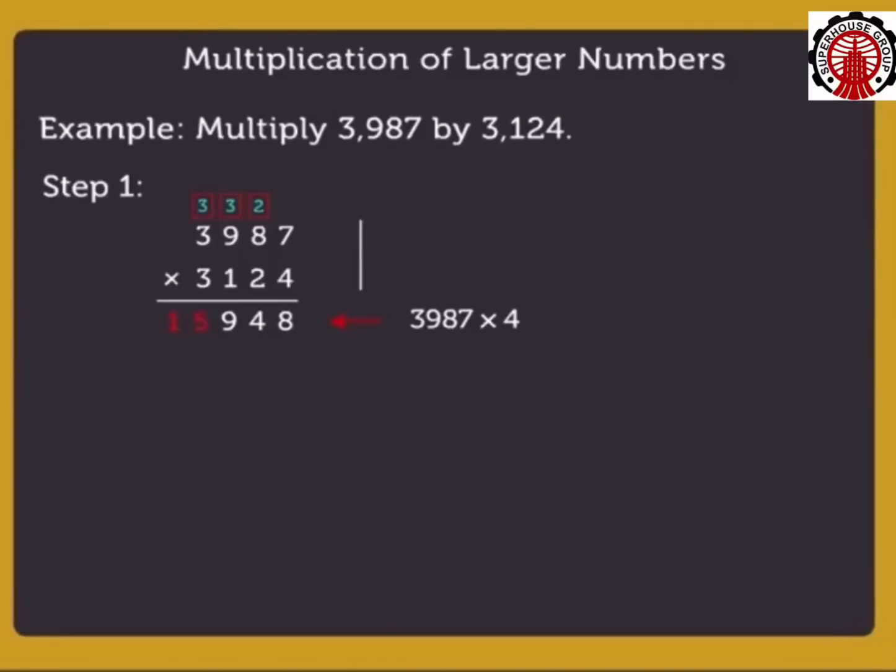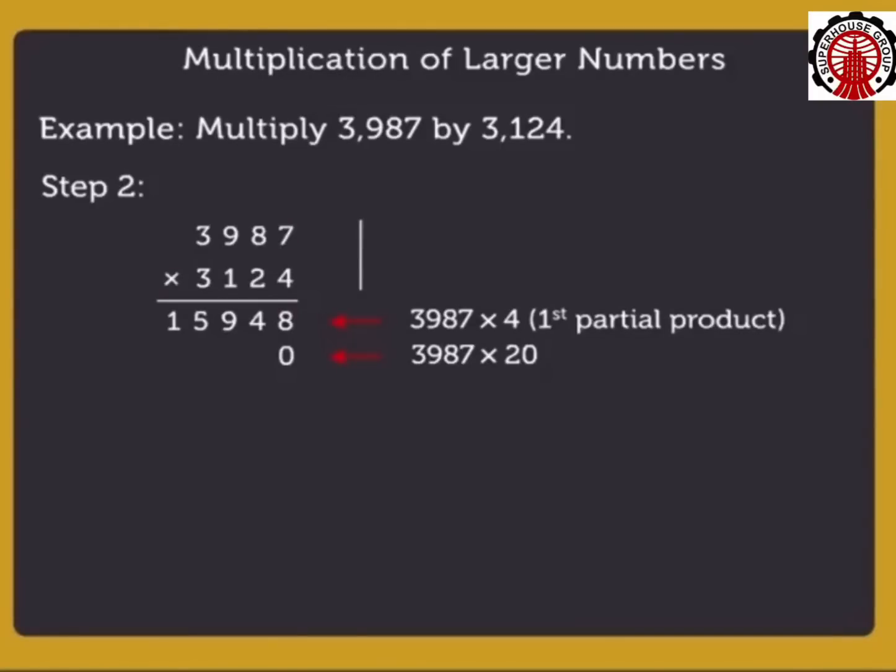We will call 15,948 as the first partial product. Step 2. Multiply 3,987 by the digit in the tens place of the multiplier. As the digit 2 is in the tens place, we are actually multiplying by 20. So, we write a 0 below the digit 8 of the first partial product.